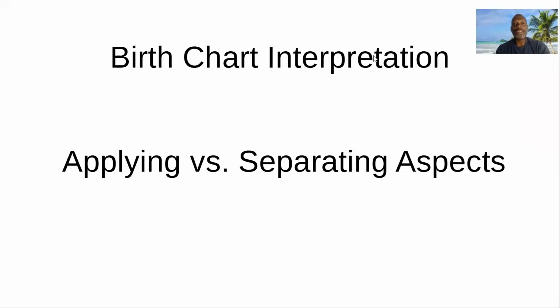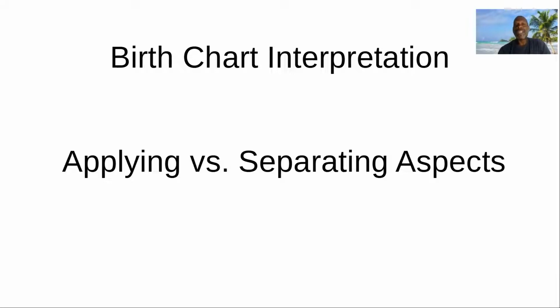And today we're going to talk about birth chart interpretation and applying versus separating aspects. Now, for the birth chart interpretation series, we're assuming that you already know the signs, the planets, the aspects, the houses, etc. So you already have some kind of background and you're looking to put things together, or you're looking to use what you already know to come to conclusions or judgments.